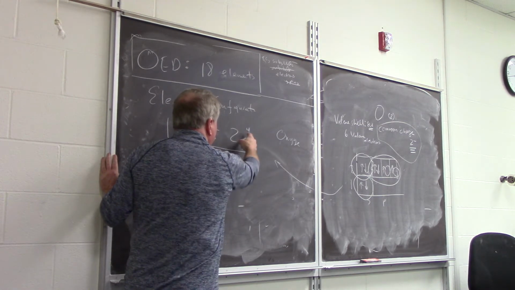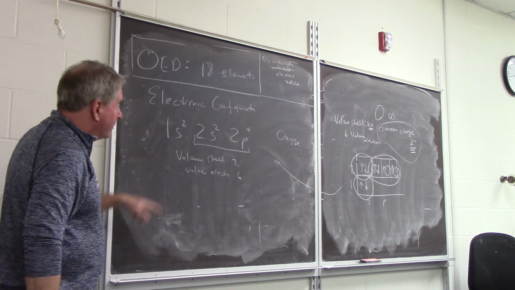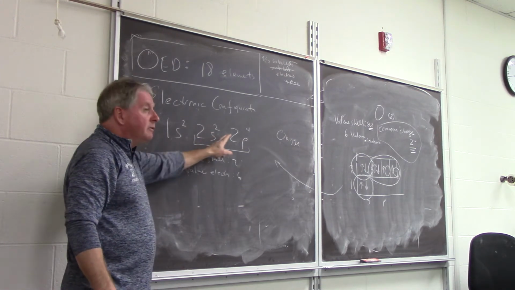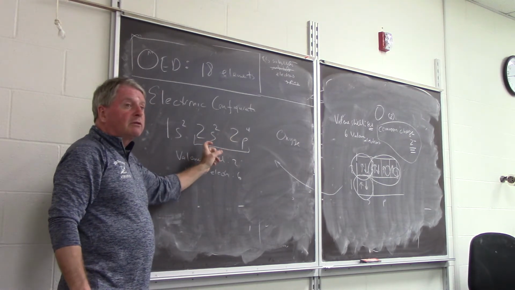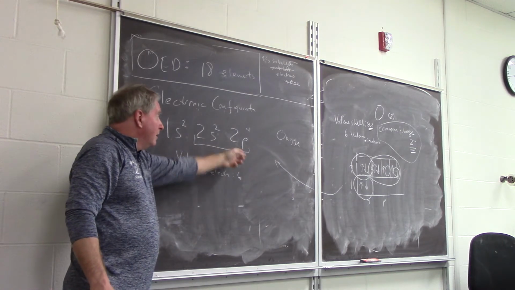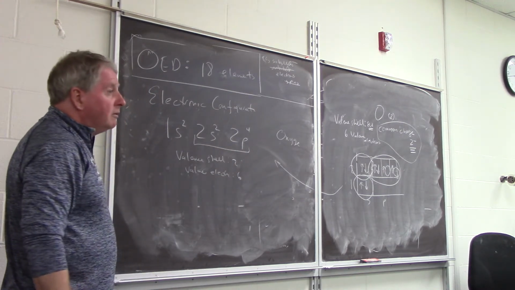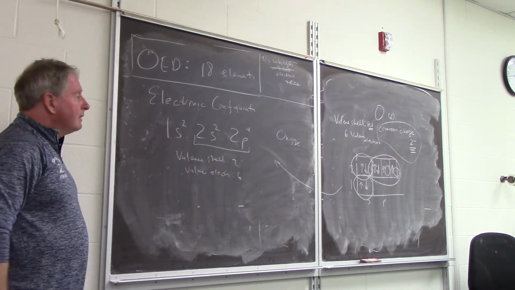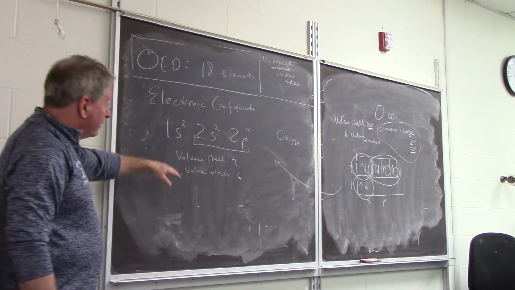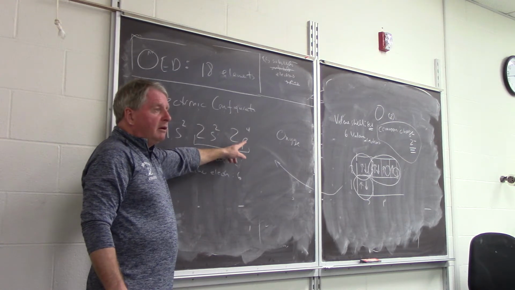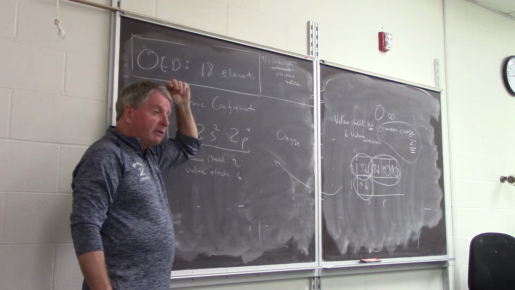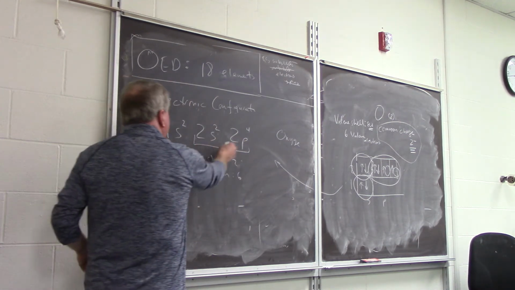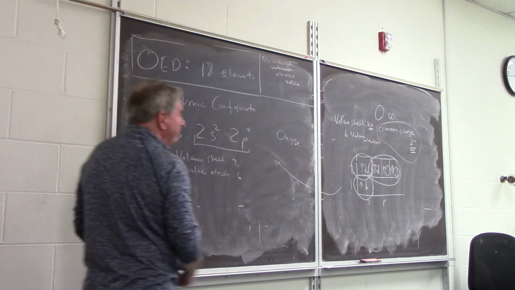It's not 4. Because there's 2 here, they're both in energy level 2, and there's a total of 2 and 4, so there's 6. That's a mistake that people will make. They'll just look at this N number and say that's how many valence electrons. So you have to look at the front number.